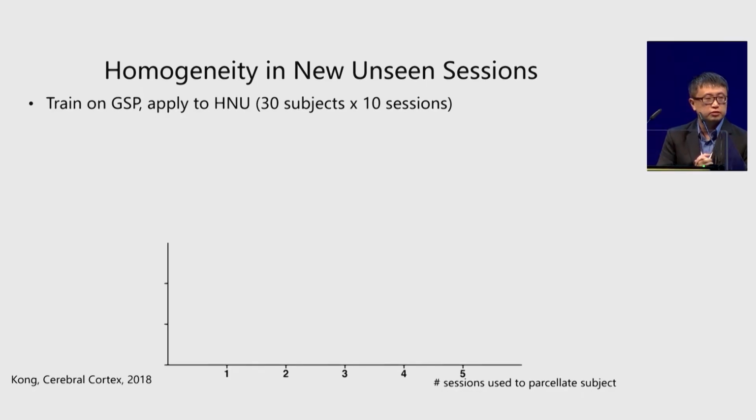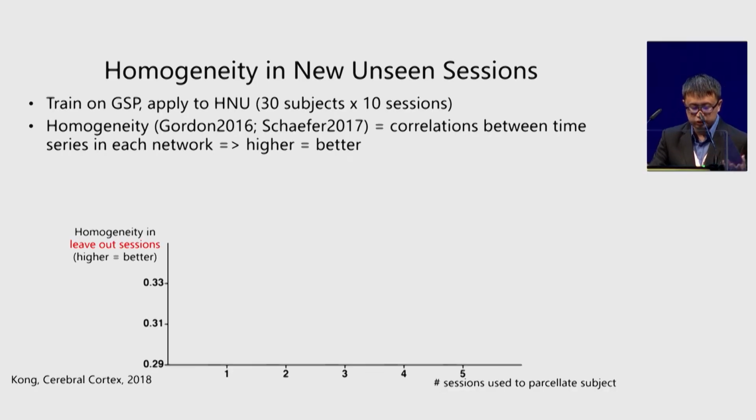There are many different parcellation metrics you can use. We actually did a lot of experiments in the paper. I won't bother you with all of them. So for example, we look at homogeneity. A homogeneity measure is defined as the correlation between all time courses within the network. So the idea is that a high homogeneity means that the network is more coherent, which implies a better parcellation. This homogeneity is computed on leave-out sessions. Leave-out sessions are sessions that we did not use to parcellate the subject.